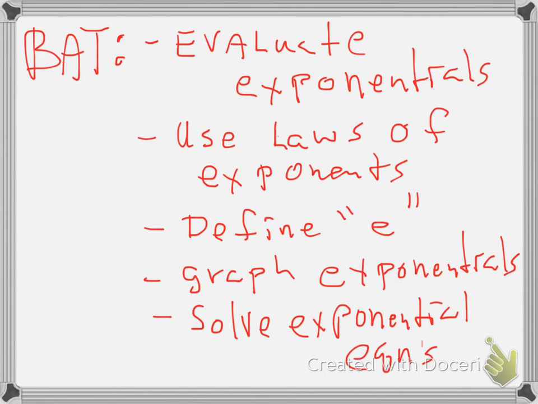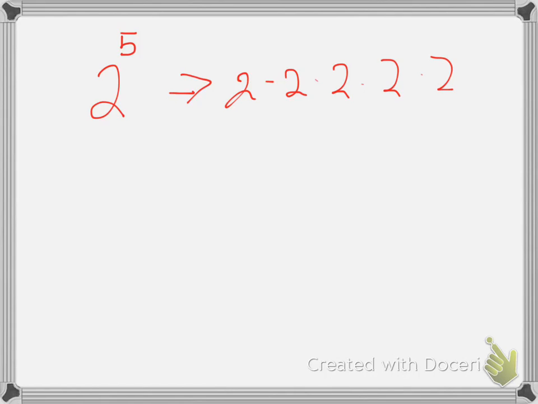Alright, let's start with evaluating exponents, something like 2 to the 5th power. Now to do this, you could go 2 times 2 times 2 times 2 times 2 out by hand, or you could get out your trusty calculator, go 2, the caret symbol, raised to the 5th power. And either way, you'll get 32. That's all you need to do to evaluate these things. Okay?